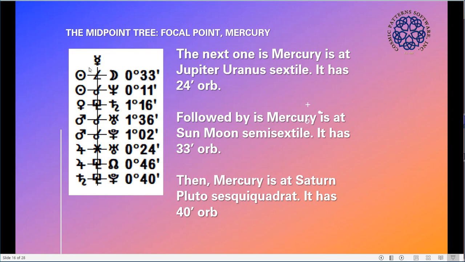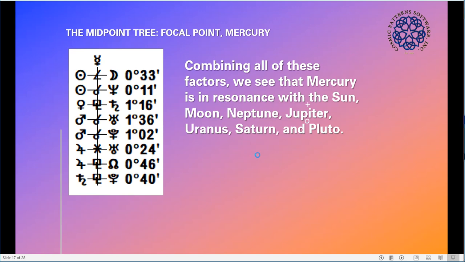Okay, so Mercury is at Mars-Uranus conjunction and Mars-Pluto conjunction, and also Venus sesquiquadrate Saturn. So these are all interconnected, but I focus on the smaller orb, less than 1 degree, to make this presentation simple. Okay? Now, combining all these factors, we see that Mercury is in resonance with the Sun, Moon, Neptune, Jupiter, Uranus, Saturn, and Pluto. These are the ones that are less than 1 degree orb.